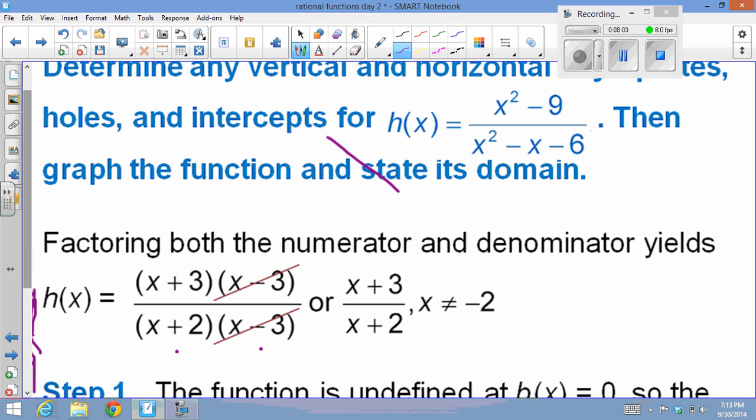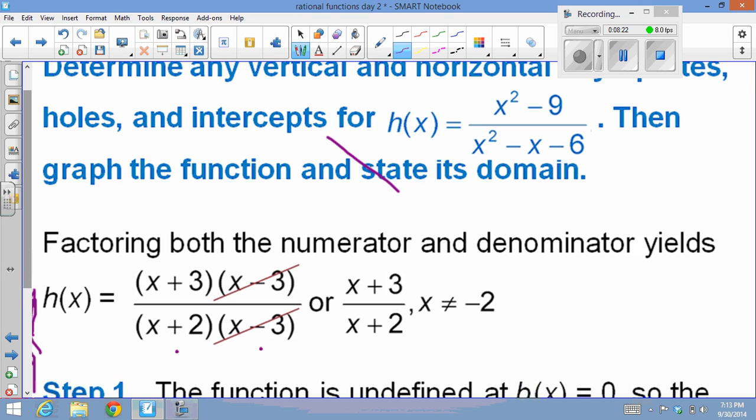Then the next thing I need to do is see if I'm going to have an oblique asymptote. Well, if I look at the top and look at the bottom, I can see that the top is not bigger than the bottom. So that means there is no oblique asymptote. So the only asymptotes I have are x equals -2 and y equals +1.